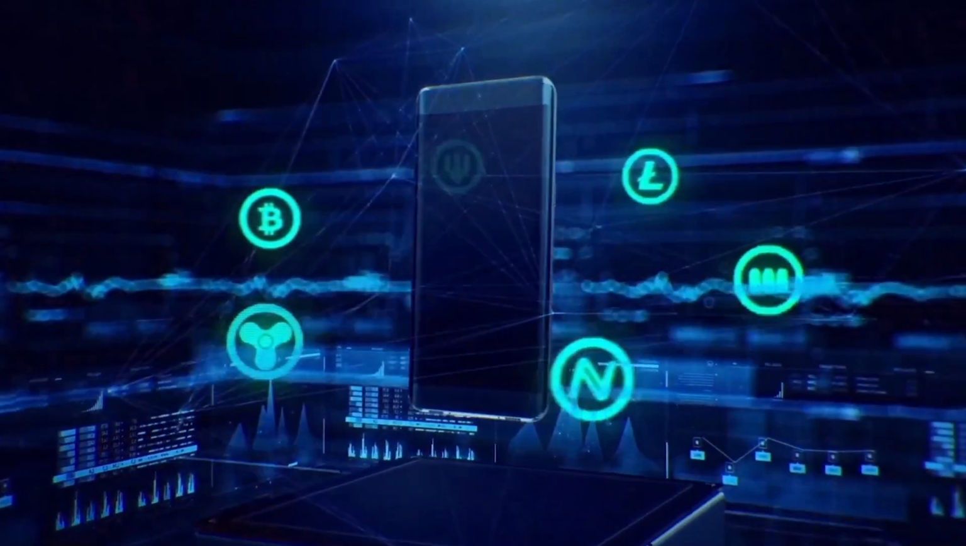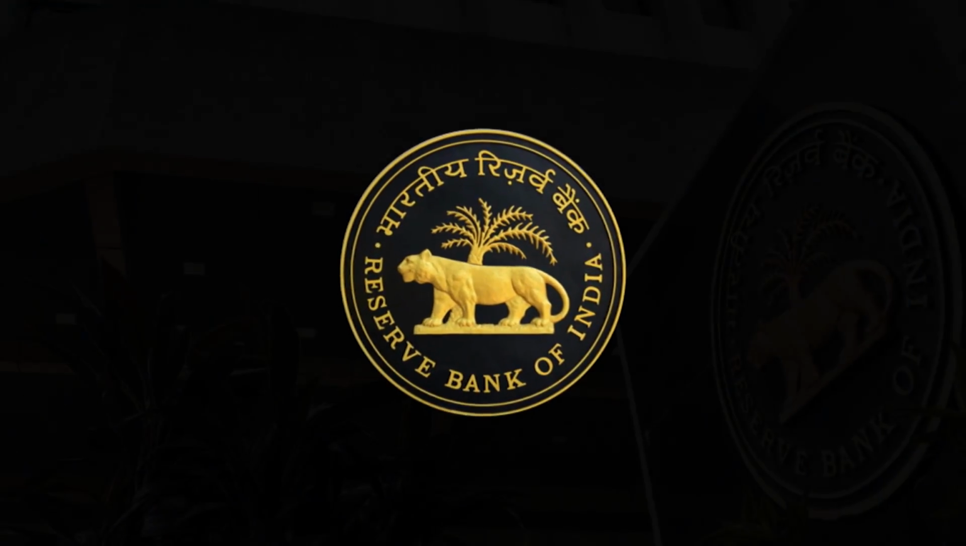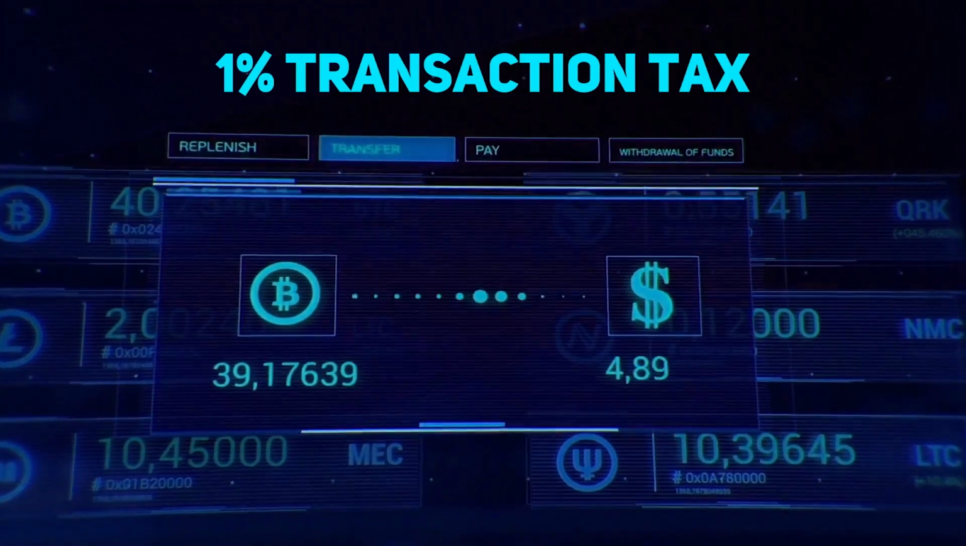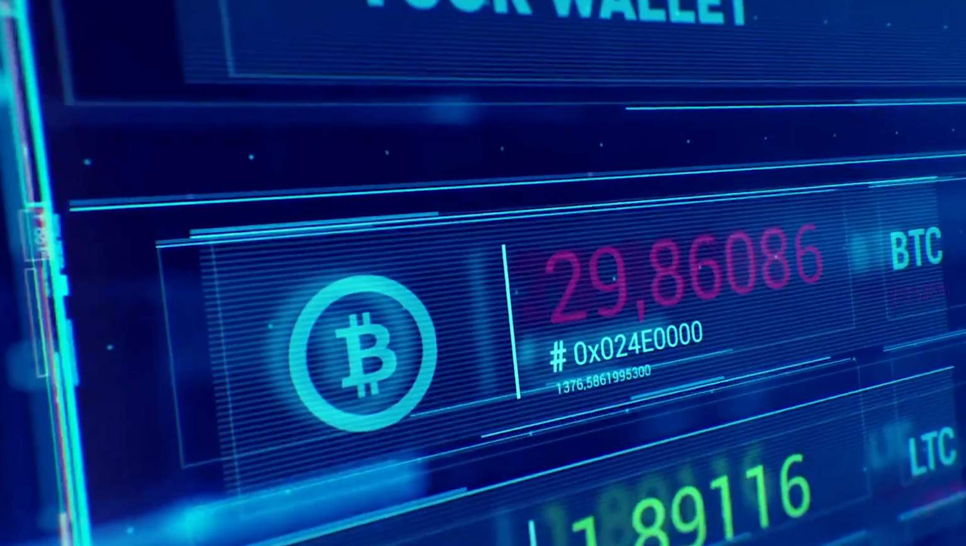RBI, since the beginning, has had a rocky relationship with the existing cryptocurrencies and does not support their proliferation in the market, which is evident from RBI's move to cut crypto startups from the country's payment network, and then announcing a crypto tax regime which levies a 1% transactional tax, thereby decimating the volumes on crypto exchanges.